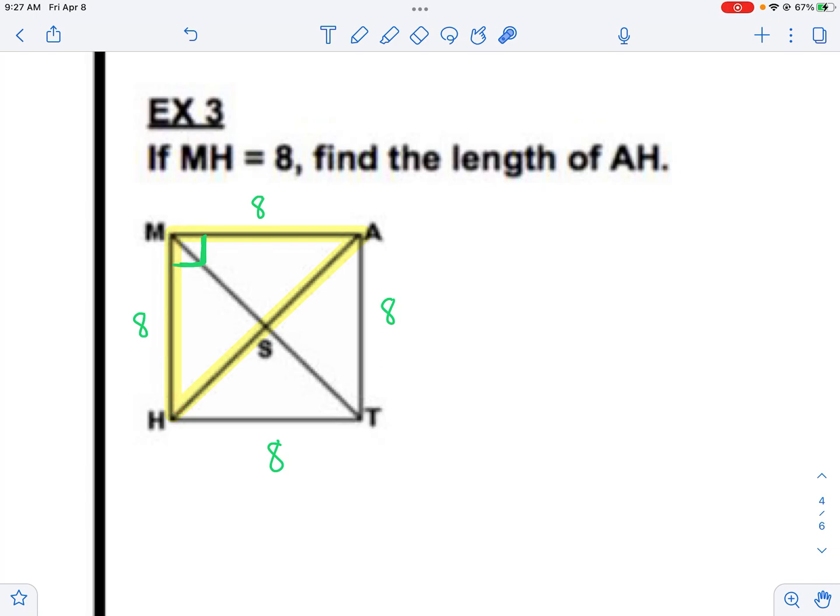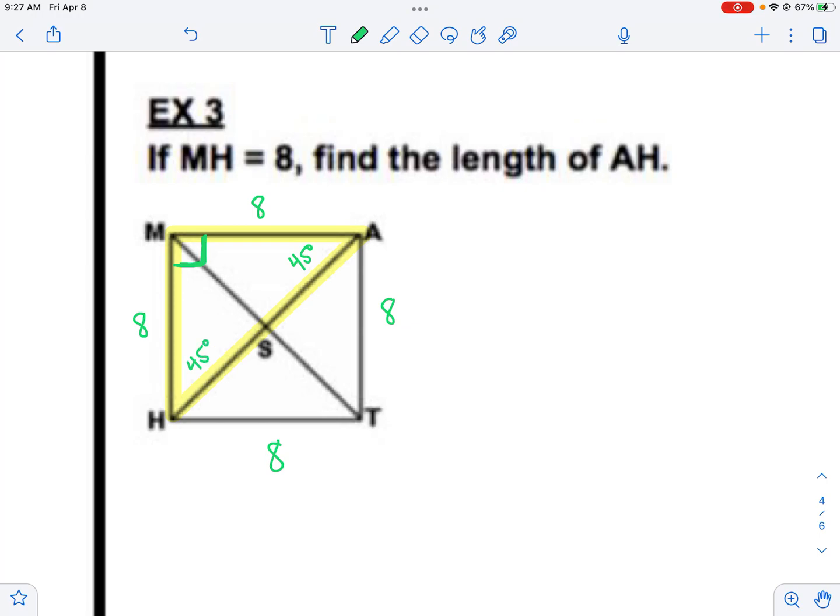Now, what some people would do is if I redrew this picture over here, essentially what I have is this. I essentially have a right triangle. I know that side's 8, and I know that side's 8, and I'm trying to find the hypotenuse. So you could do Pythagorean theorem if you wanted. You could do 8 squared plus 8 squared equals c squared and go from there. But if you remember, what's special about a square is that these angles in here are 45 degrees.